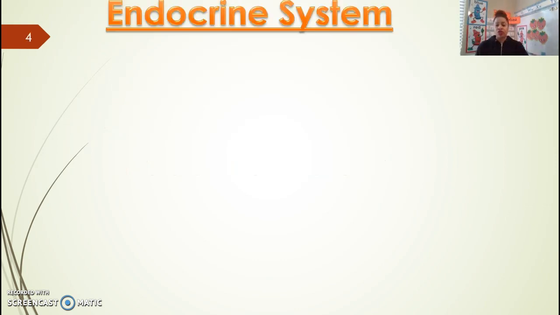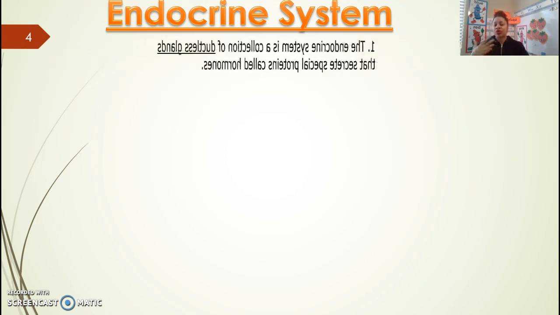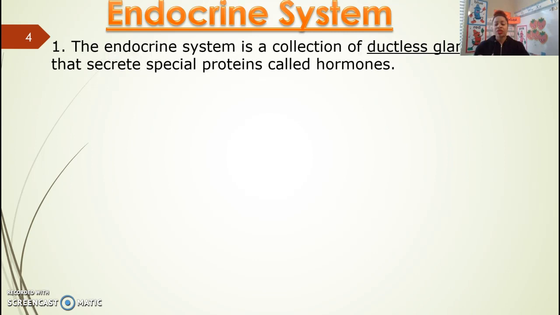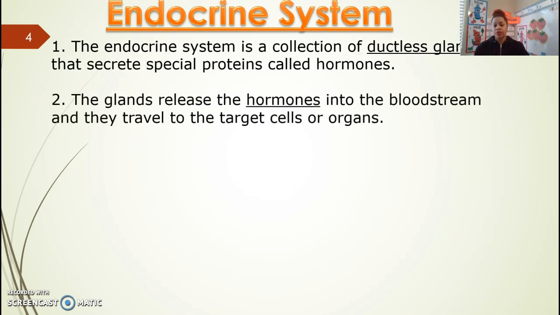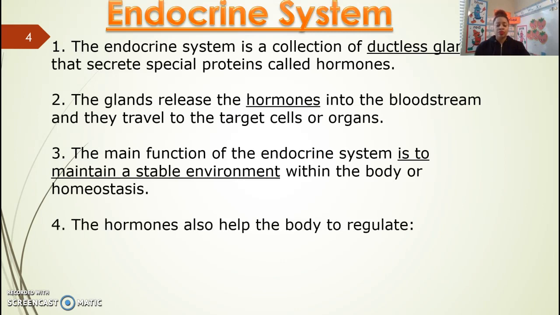I've chosen the endocrine system, and the endocrine system is just a network of glands, all right? And what they do is these glands secrete special hormones. And remember we talked about hormones are chemical messengers, and they're transported in the bloodstream to targeted cells where they are needed. The main function of the endocrine system is to maintain homeostasis, make sure that we have a stable environment. The hormones also help to regulate growth.